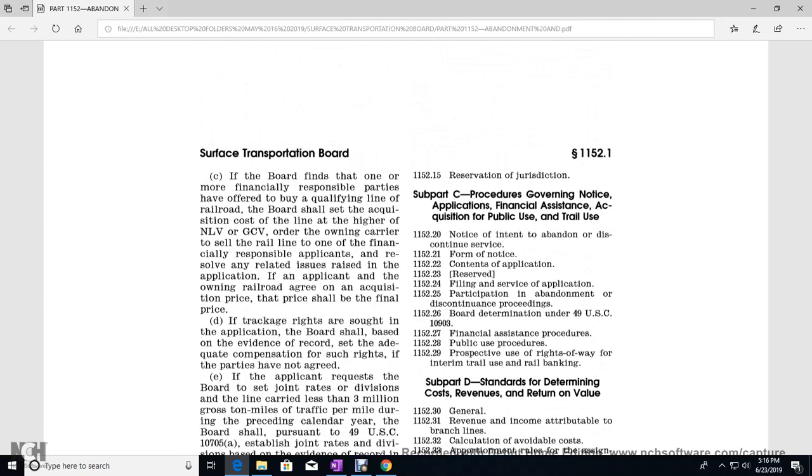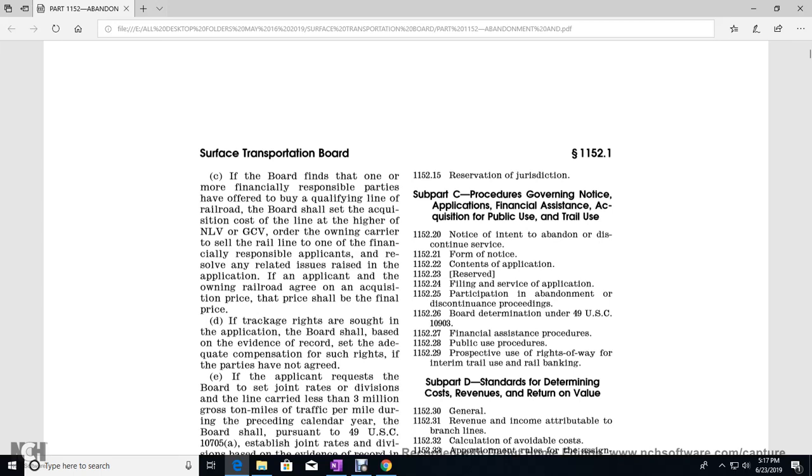1152.15, Reservation of Jurisdiction. Subpart C, Procedures governing notice, application, financial assistance, acquisition for public use and trail use. 1152.20, Notice of intent to abandon or discontinue service. 1152.21, Form of notice. 1152.22, Content of the application. 1152.23, Reserved. 1152.24, Filing and service of application. 1152.25, Participation in abandonment or discontinuance proceedings. 1152.26, Board determination under Title 49 U.S. Code 10903.